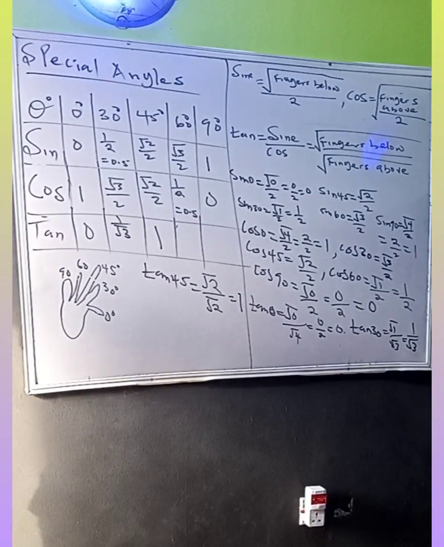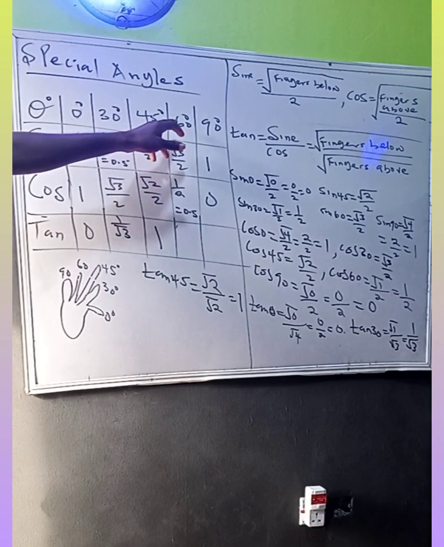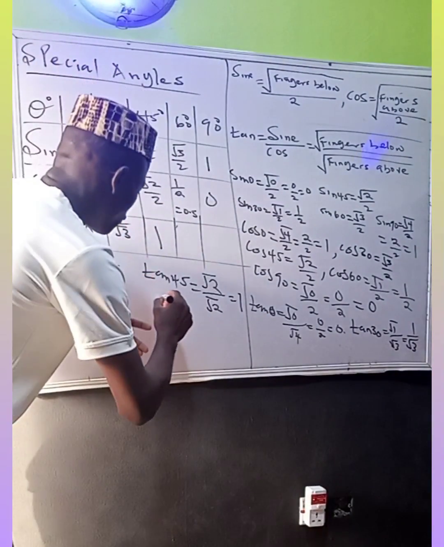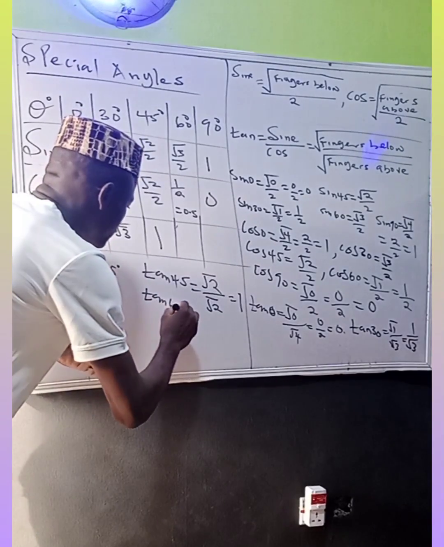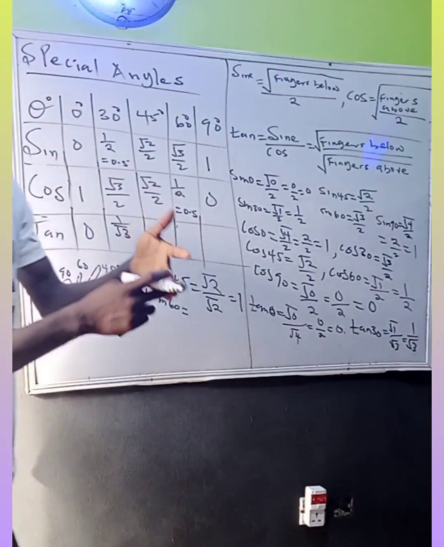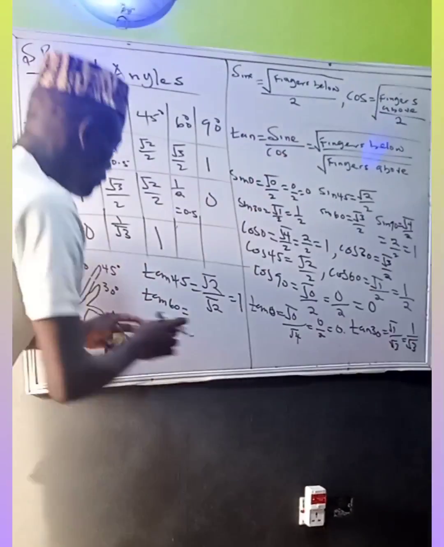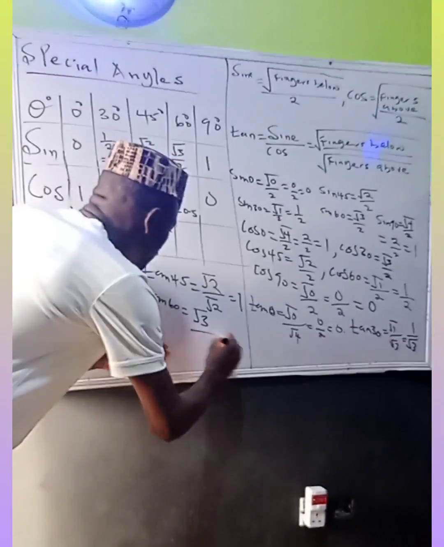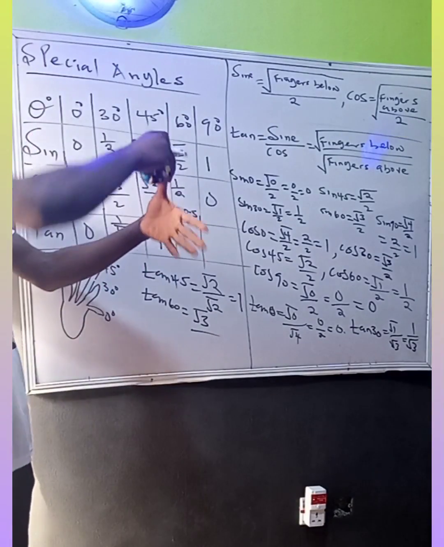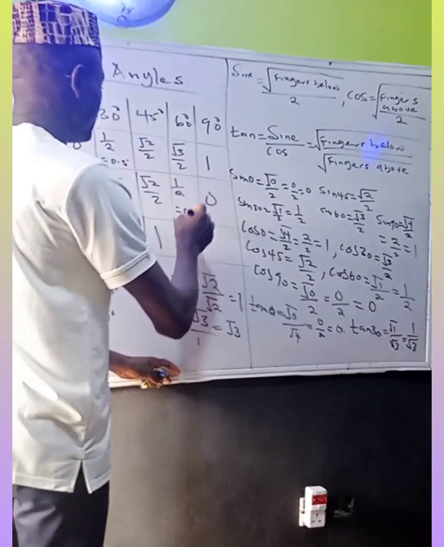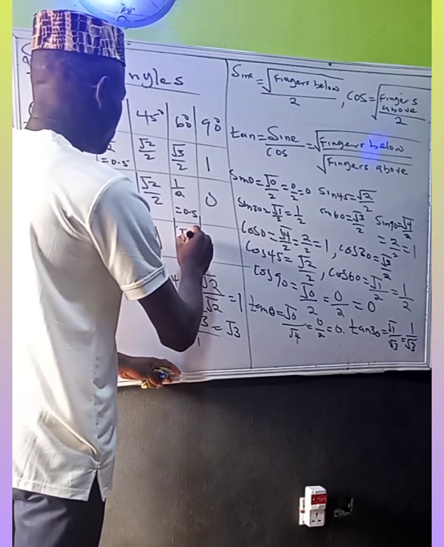Then the next one is 60. Tan 60. How many fingers do we have below 60? The number of fingers we have below this 60 is 1, 2, 3. So we're going to have square root of 3. Then above it, we have only 1 finger, divided by 1. And the answer is square root of 3. So tan 60 is square root of 3.